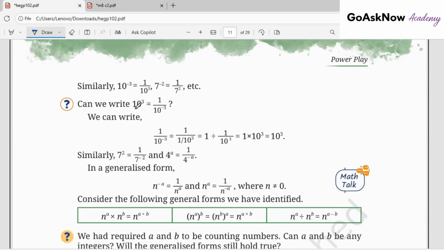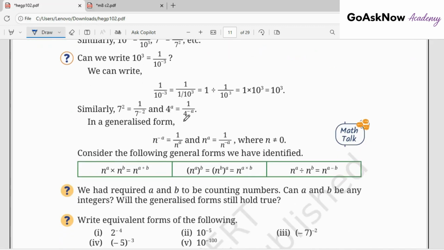Can we write 10 power 3 equal to 1 by 10 power minus 3? We can write 1 by 10 power minus 3 is equal to 1 divided by 1 by 10 power 3, which is equal to 1 into 10 power 3, which is equal to 10 power 3. Similarly, this is applicable for this.